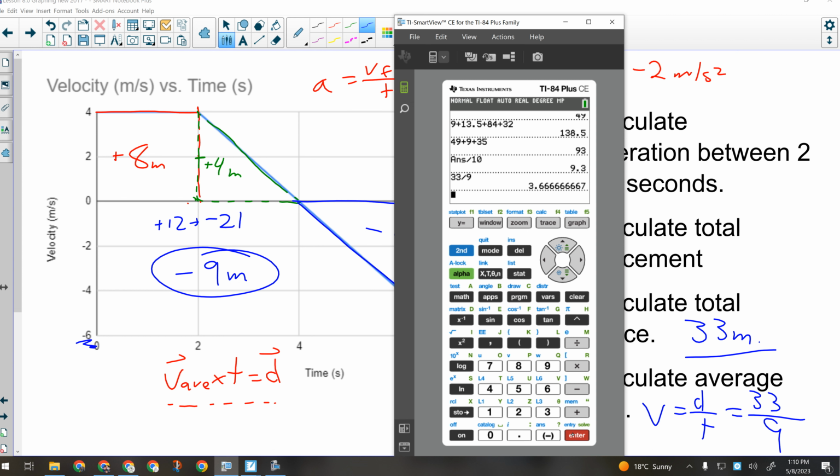Okay, what if on the test you would have put 3.67? That'd be fine. Unless I specified how many decimals I wanted, that'd be fine. Just always show your work too. Okay, any other questions on that one?